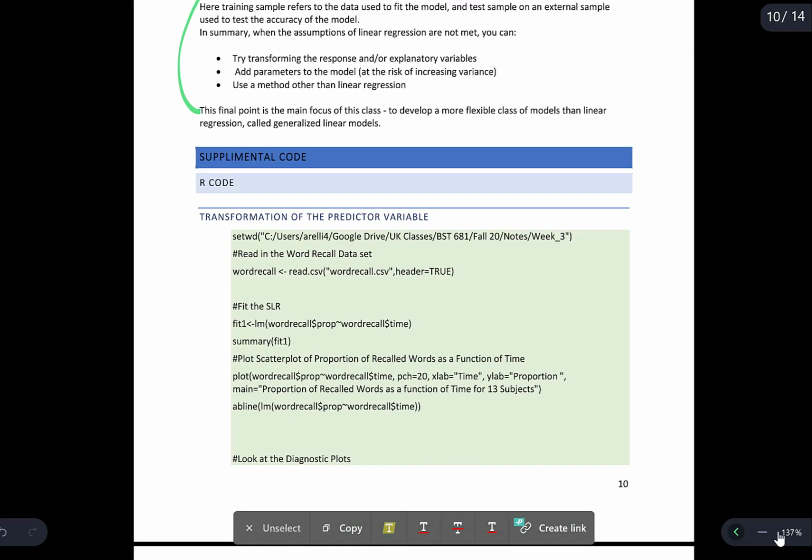And then here at the end, I have all the supplemental code for both R and SAS for any of the calculations that were done earlier in the notes.